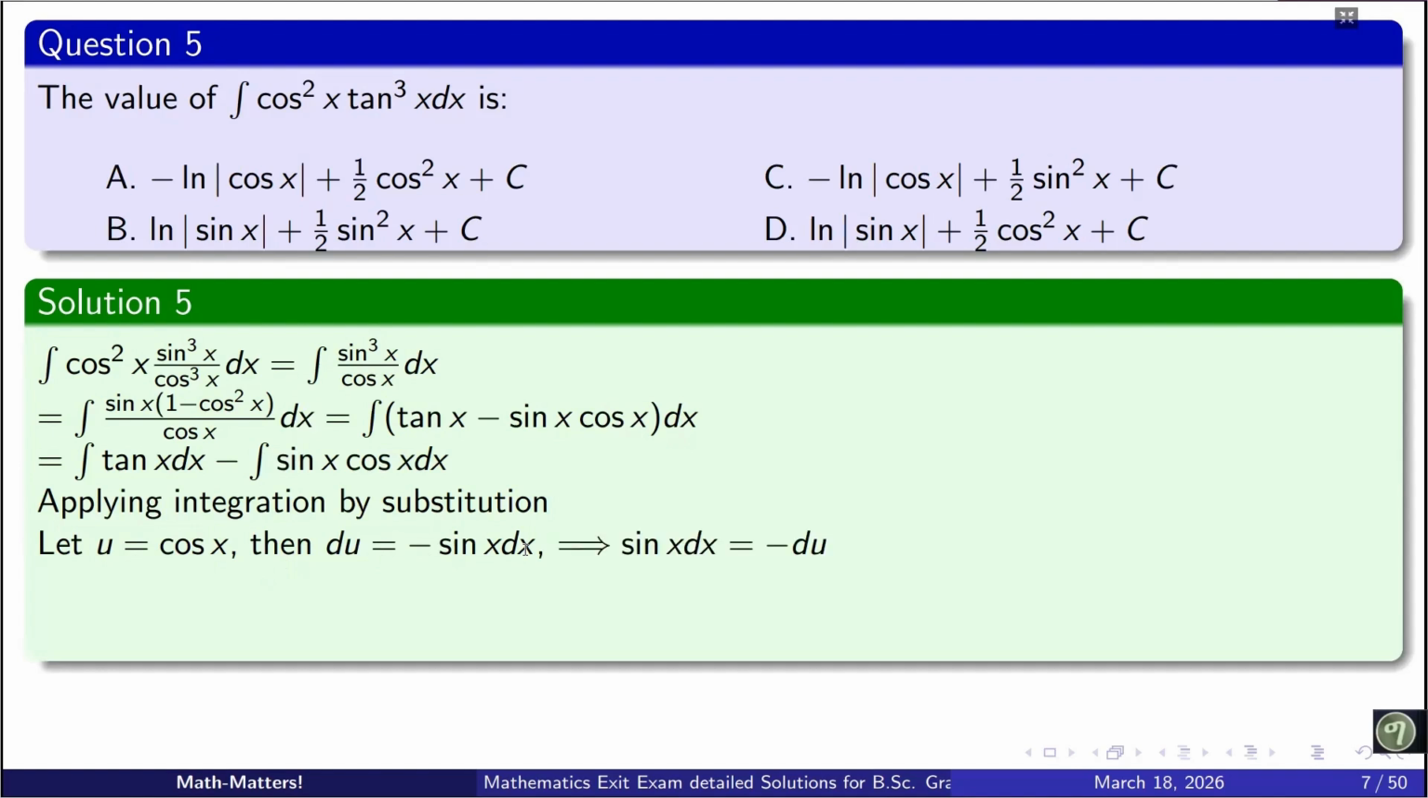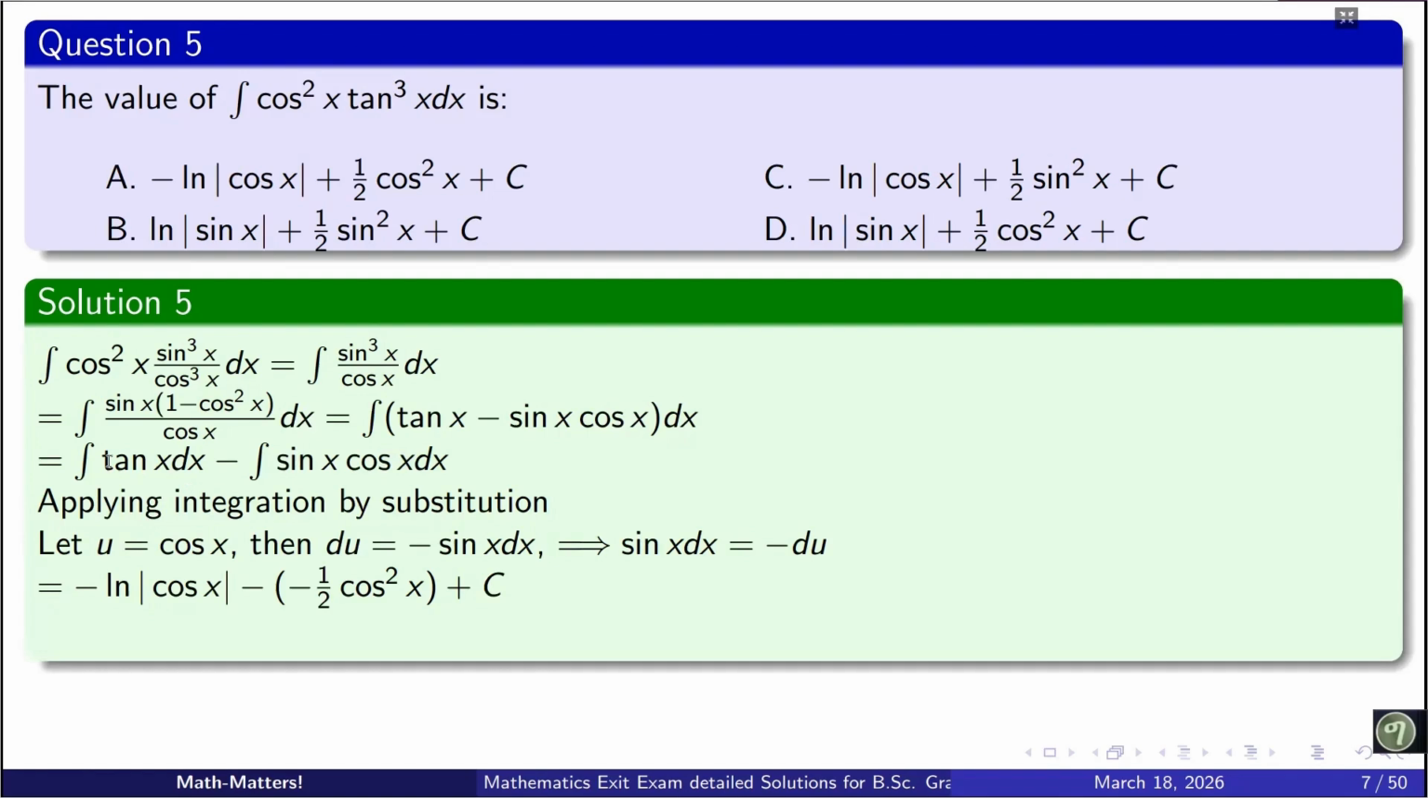Then substituting these two, on the second one, or simply especially for this one, we have sine x equal to minus du. So that when we substitute this one here and integrate them, we will obtain minus ln the absolute value of cos x minus 1 over 2 cos square x plus any constant that is c.